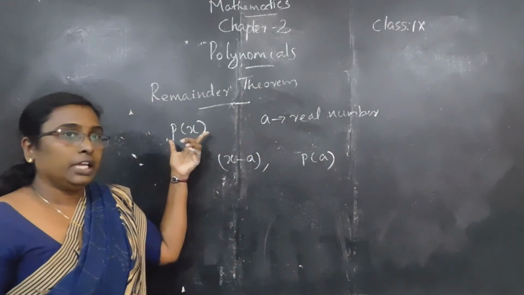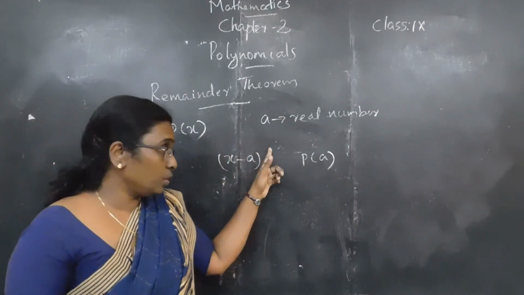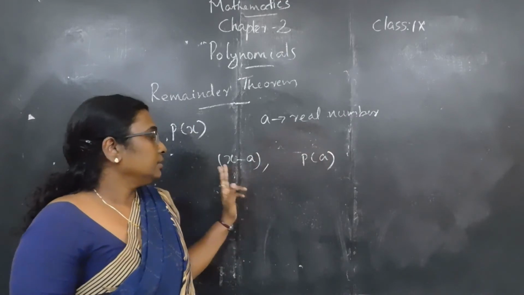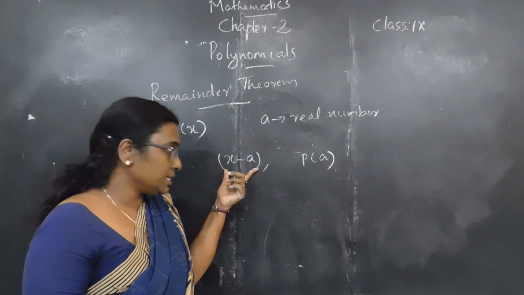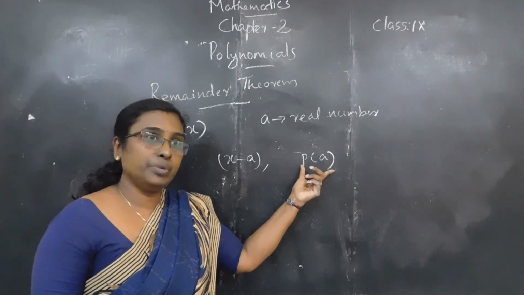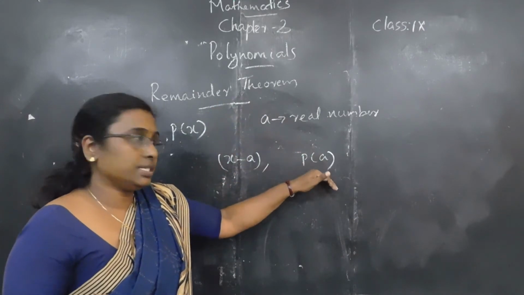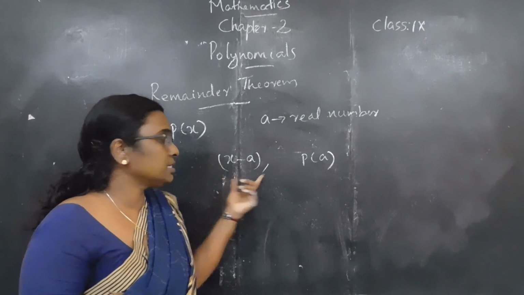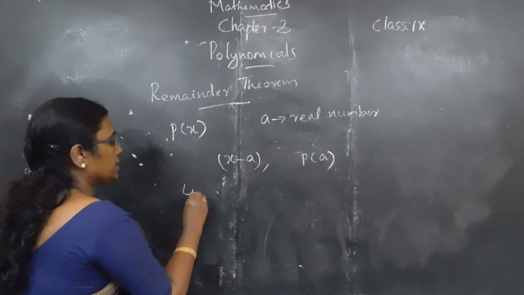That is, let P(x) be any polynomial of degree greater than or equal to 1 and a a real number. Then if we divide P(x) by the linear polynomial x minus a, we get the remainder as P(a). In the remainder theorem, we talk about the remainder. Simply, if P(x) is divided by x minus a, we get the remainder as P(a).